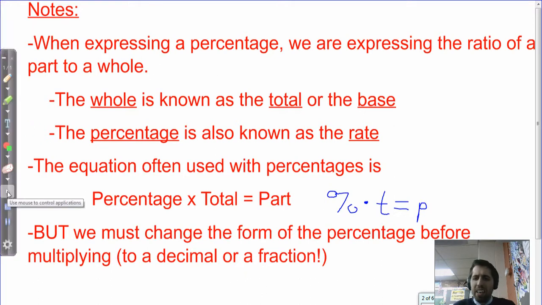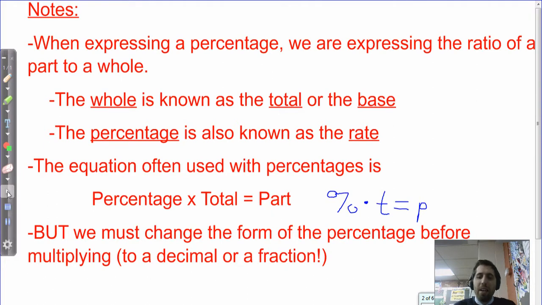But hopefully some of you are thinking, well, if you did 15% of 300, wouldn't that be bigger than 300? And if 15% is a part of 300, it should be smaller. In fact, it'd be 45. That's correct. So what we don't do is multiply by 15%, or by 15, the whole number.